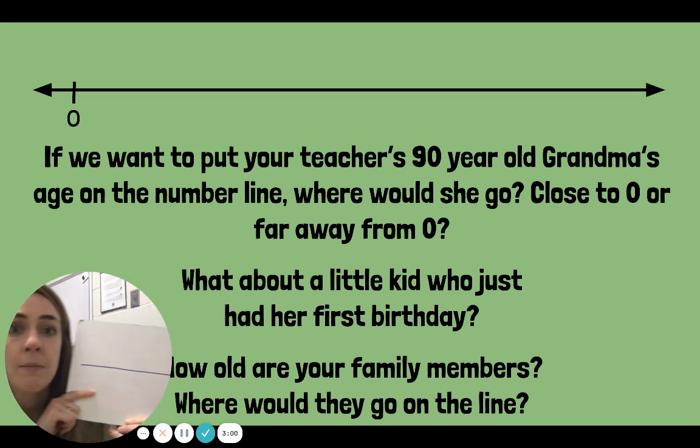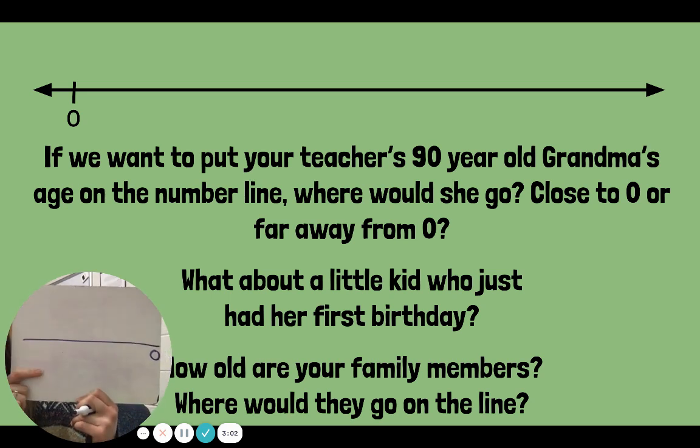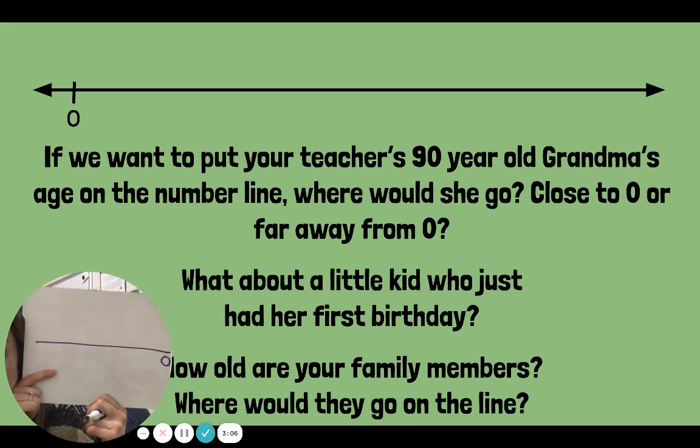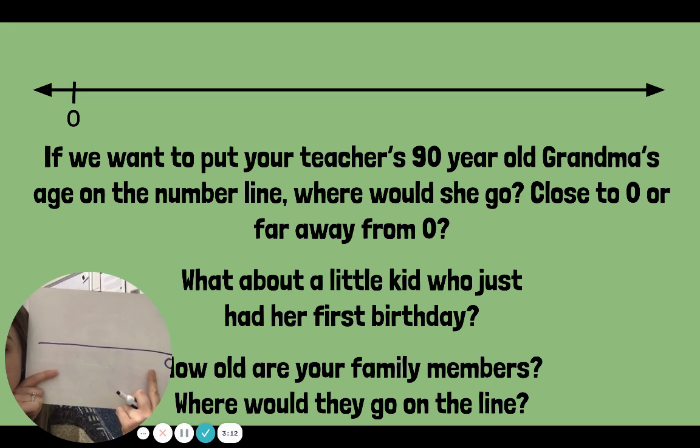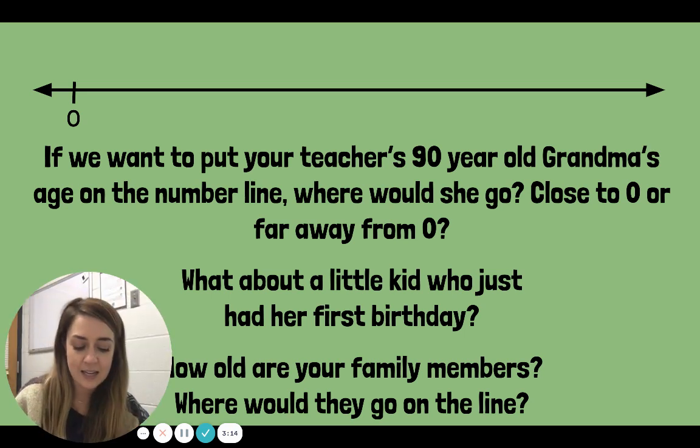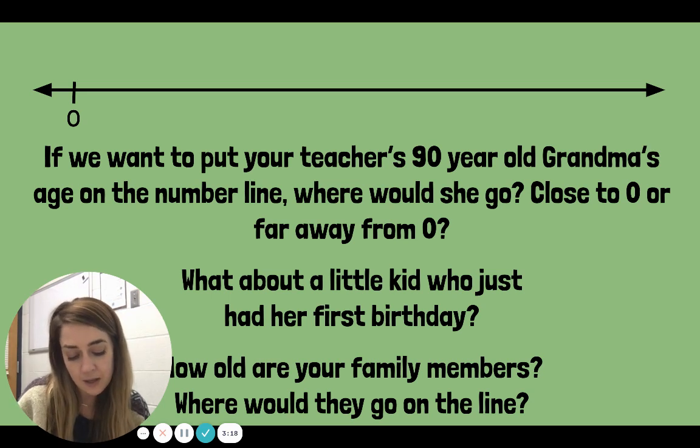What about Charlie, my son, who just turned 1? Where would his number go on the number line of 1? Pretty close to the 0, right? Because it's the next number. So let's take a second. I'm going to add where I think 90 would go. And I want you to maybe do that on yours too. So remember, 90 is going to go pretty close on the other side because it's far.